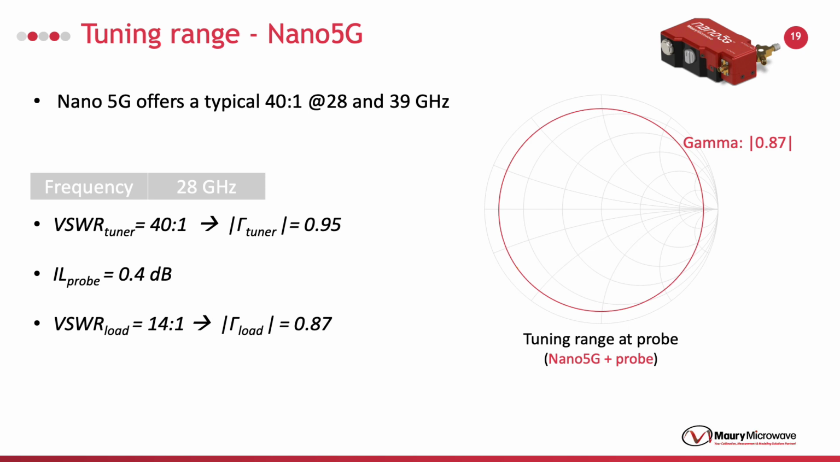Nano 5G allows for maximum tuning range. With a typical VSWR of 40 to 1, 0.95 gamma, at 28 GHz and 39 GHz, this tuner allows FR2 application on wafer. In fact, assuming a 0.4 dB insertion loss from the probe at 28 GHz, the user will be able to set up a minimum of 0.87 gamma at the probe tip. Another advantage is the option to include a coupler integrated in the tuner, still allowing for a gamma of 0.87. The coupler enables vector measurements between the DUT and the tuner.